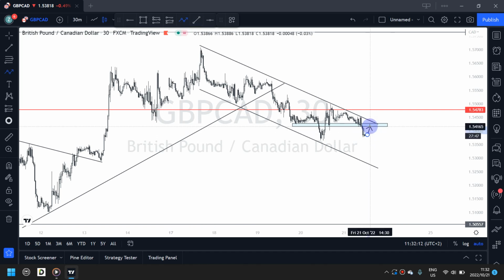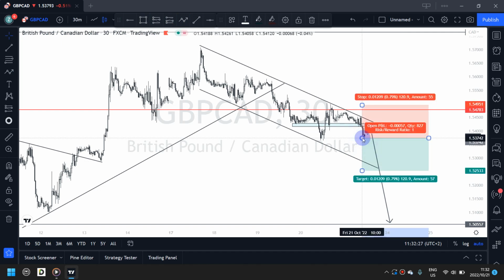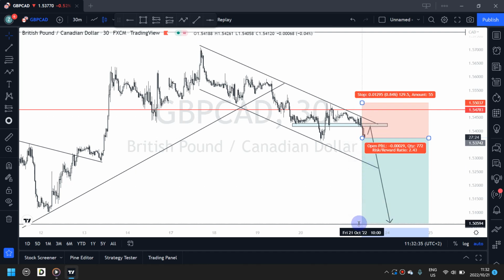So as you can see, it did not respect my buy setup, and now it is possibly confirming my sell setup. And this is how I had the sell setup for this GBPCAD pair. My stop loss would be here for the sells, and my take profit would be there at the key level for these sells. As you can see, the risk to reward ratio is a good 2.44. So this is how I catered for sells on this GBPCAD pair.